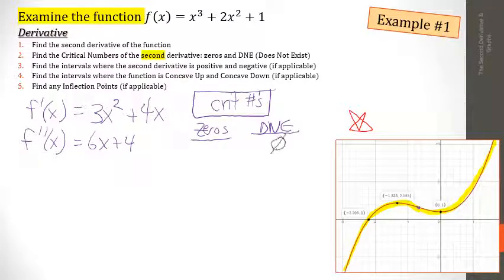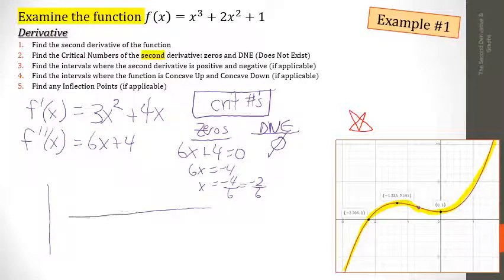There is no place that this derivative does not exist. It's a linear function. So now let's look at the zeros. So 6x plus 4 equals 0. 6x equals negative 4. x equals negative 4/6, which simplifies to negative 2/3. So now we're going to make a chart of values.